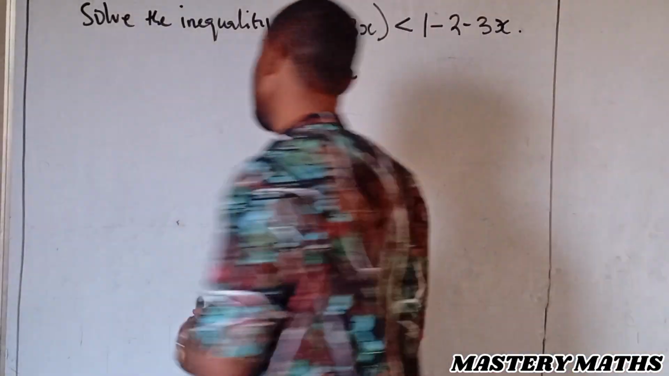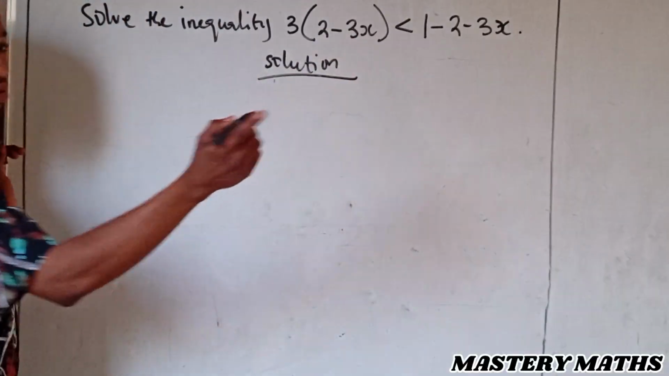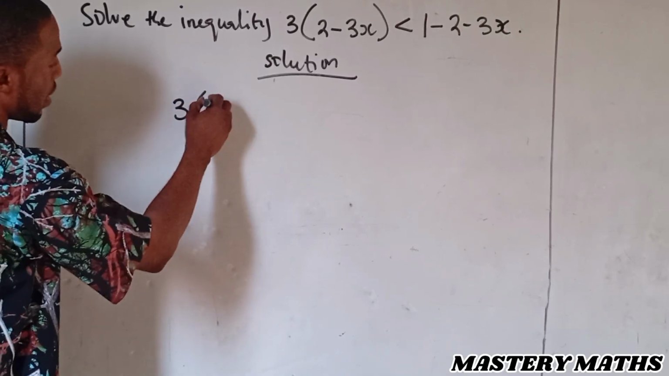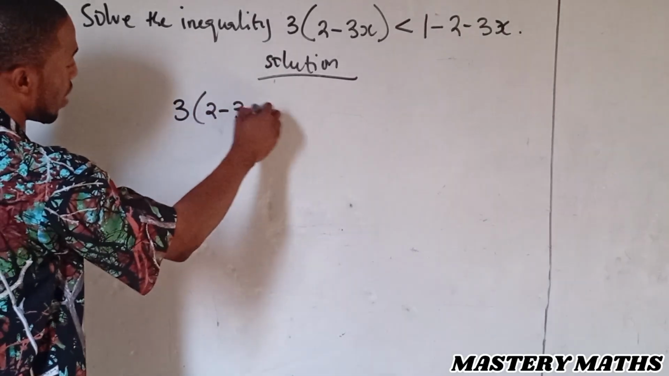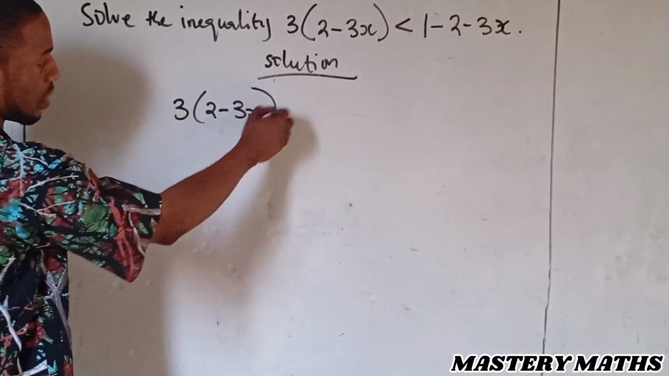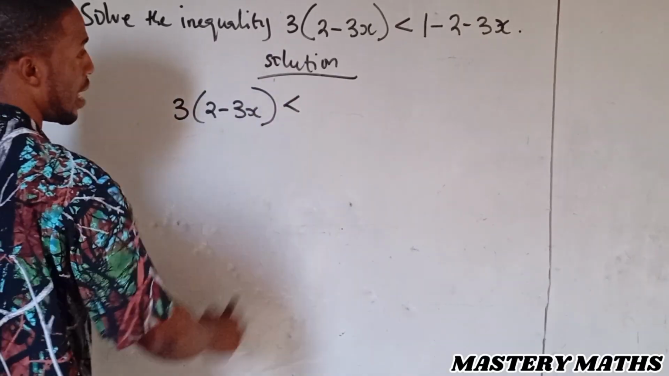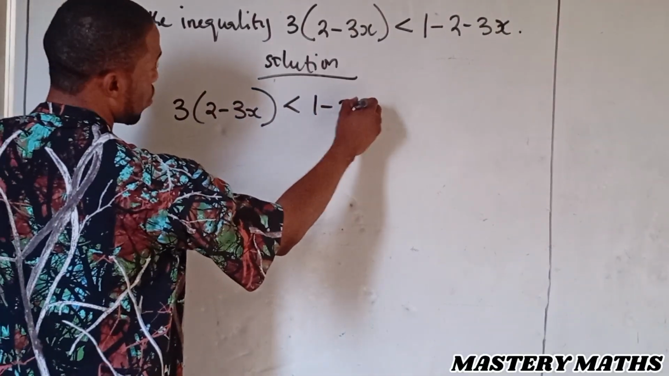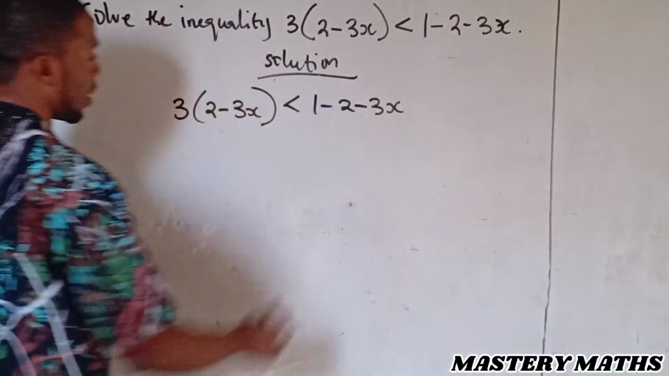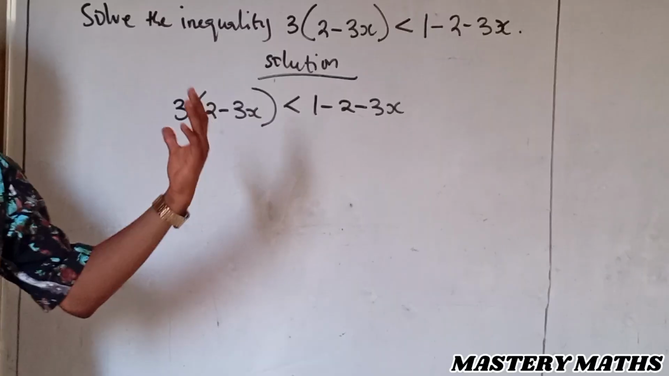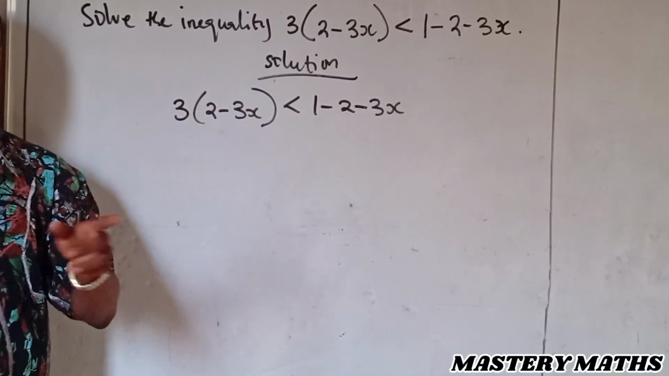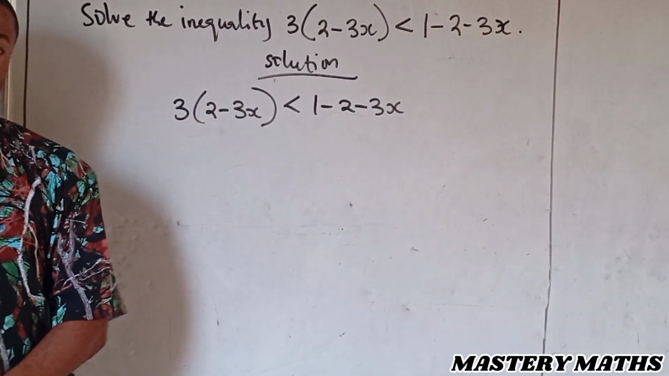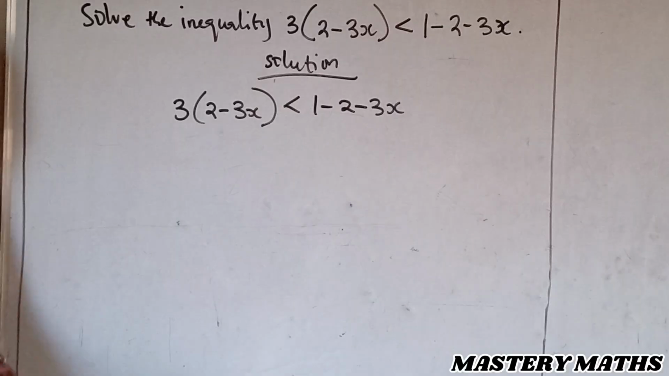first. Now, solving the bracket, we repeat the question on the board to be 3 open the bracket, 2 minus 3x, close the bracket. This is less than 1 minus 2 minus 3x. Now, let's open the bracket. How do you open the bracket? You use the 3 there to multiply everything inside the bracket. By so doing, you open the bracket.